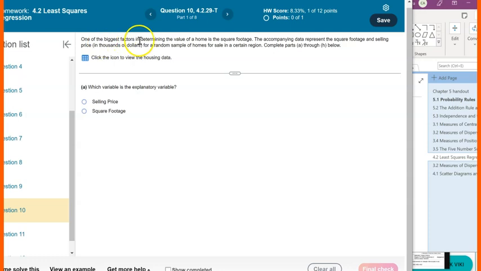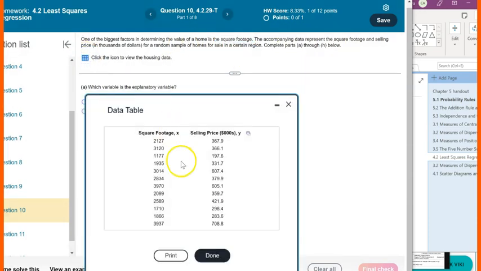One of the biggest factors in determining the value of a home is square footage. That means the value of the house is determined largely by how big the house is. The accompanying data represent the square footage and the selling price of a random sample of homes sold in a certain region. And here are two variables.